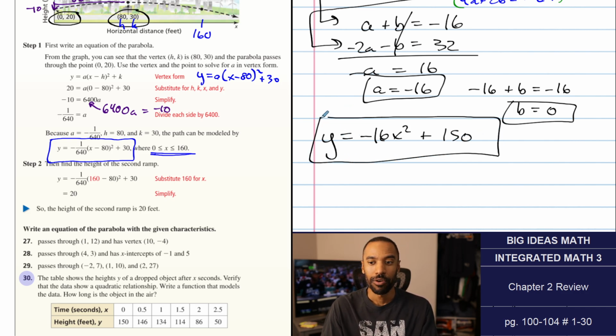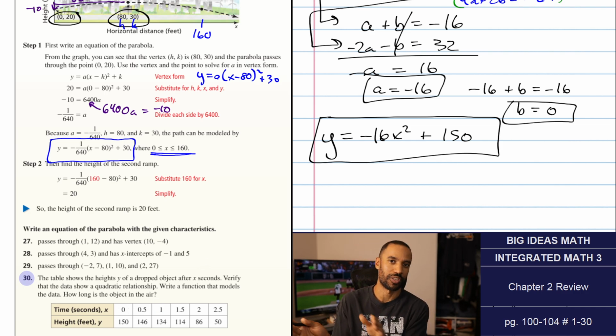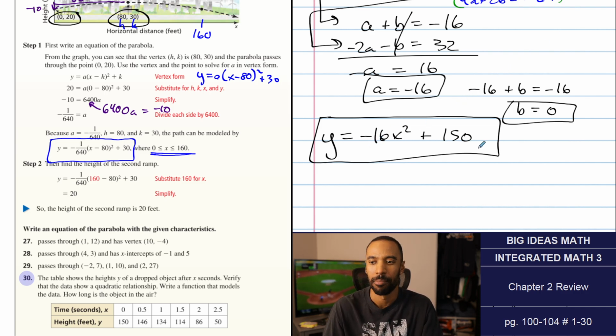Now, if I read the word problem, I would have known that was it because it says an object is dropped after x seconds. Dropped. That means this is the maximum height it'll hit and it'll only go down from there. That means there's no horizontal translation. That means there is no b. So I should have known this was the answer before doing anything.